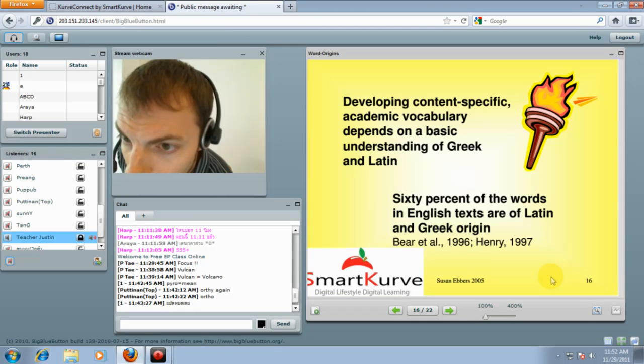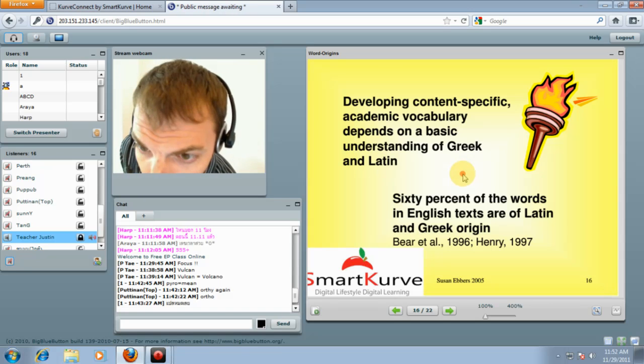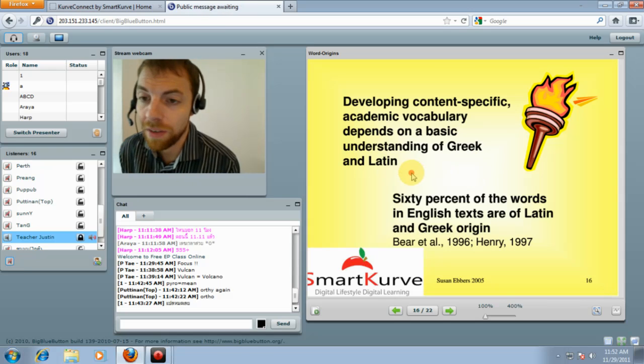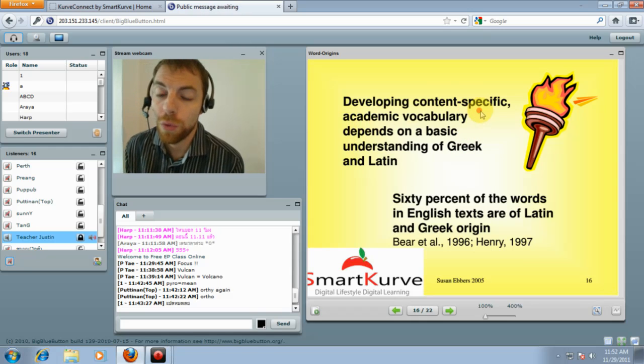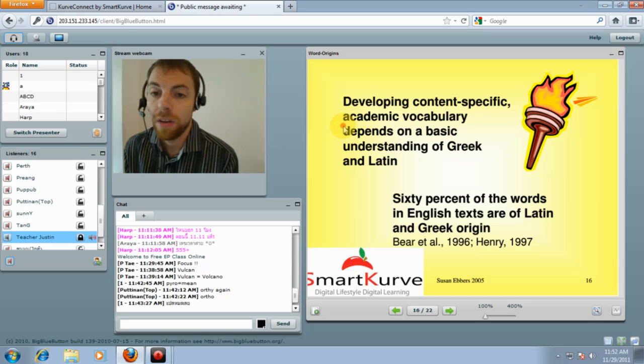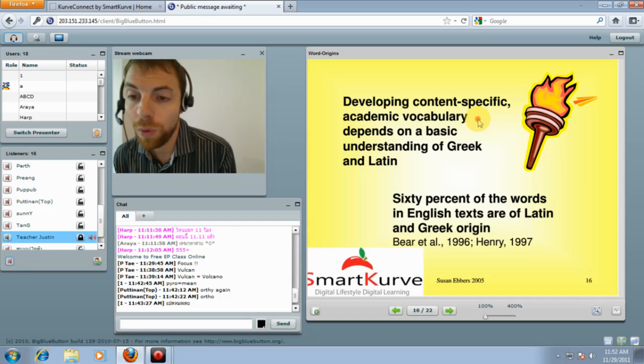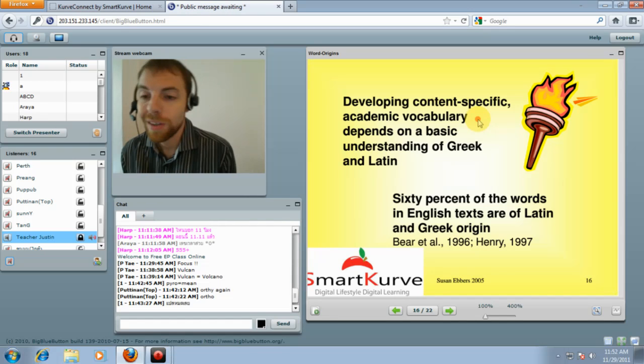Okay, so developing content-specific academic vocabulary depends on basic understanding of Greek and Latin. So academic vocabulary, these are all words that you're going to use. Some words that talk about studying in English, but other words that you need to know in all parts of English, and they all are going to come from Greek or Latin or Anglo-Saxon or some other things too, but mostly Greek or Latin.